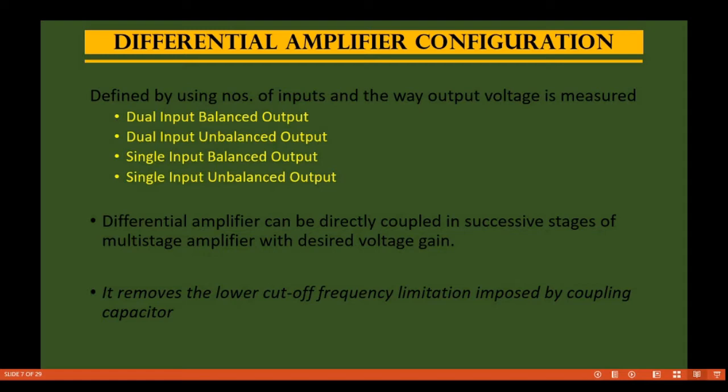If you are feeding the two inputs and measuring the output at both collector sides, then you have a dual input balanced output configuration. If you are feeding two input signals, that is dual input, and measuring the output only at one collector with respect to the ground terminal, then it is the unbalanced output. Then single input balanced output means we are feeding only one signal, another one is grounded, and that is single input balanced output, and single input unbalanced output, right? I hope I am able to convey the configurations of the differential amplifier.